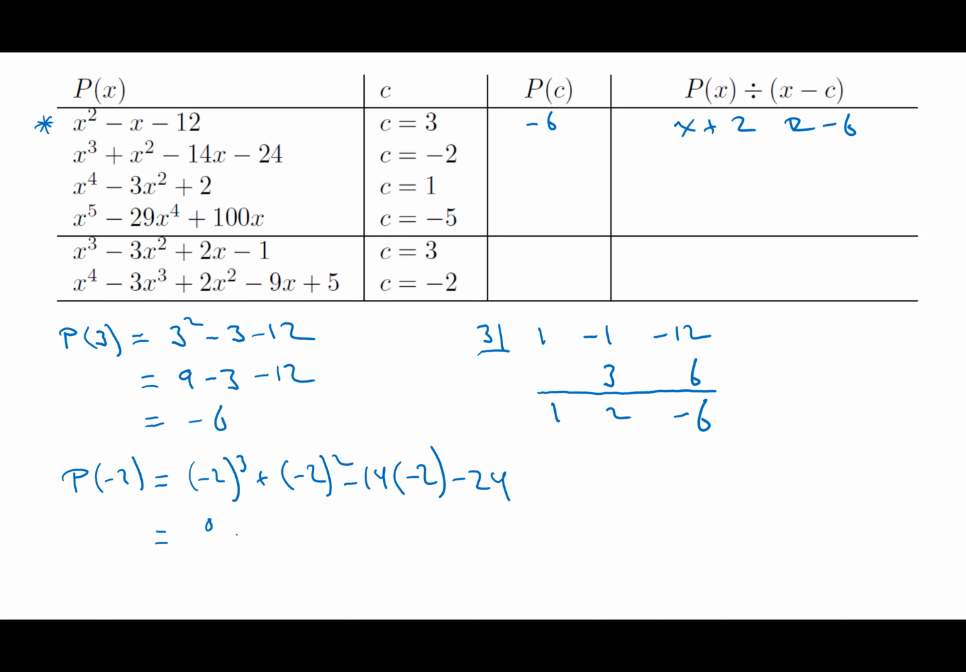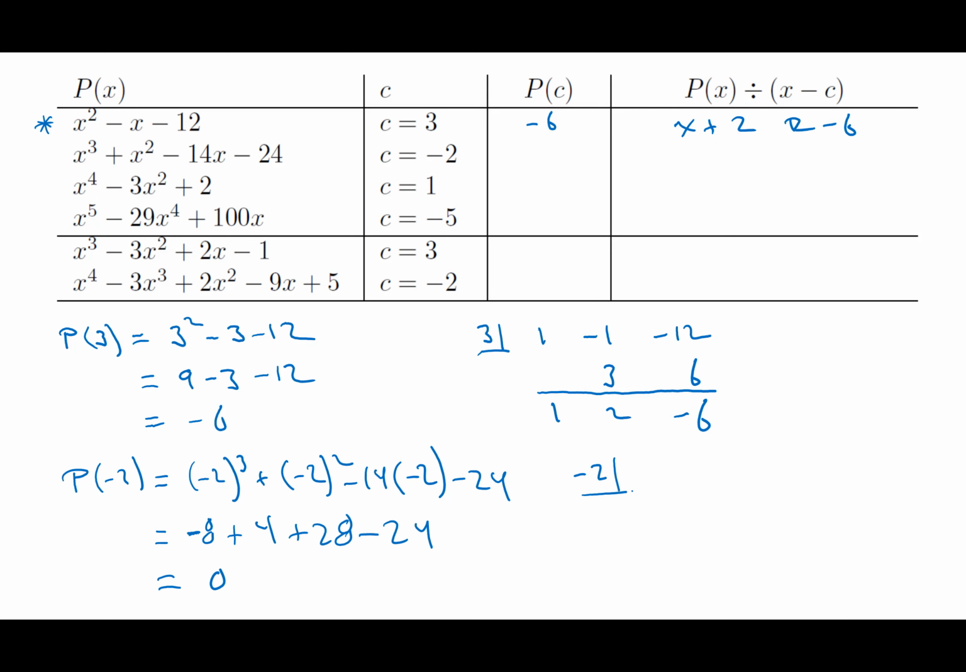So we've got 8 plus 4. I'm sorry, negative 8 plus 4 plus 28 minus 24. So negative 8 plus 4 is negative 4, plus 28 is 24. Oh, we get 0. All right. And let's see what happens when we divide.